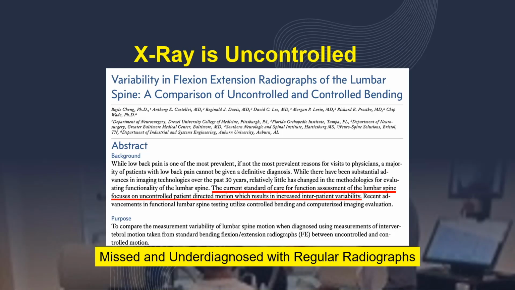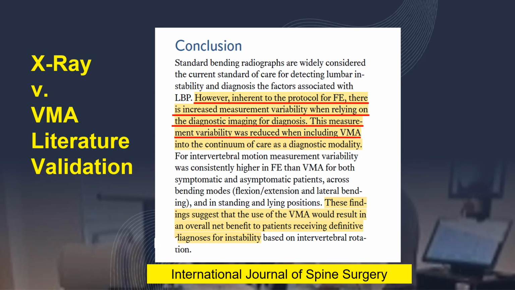Now, when compared to X-ray, the VMA is significant because it can identify injuries with much greater specificity. In fact, regular radiographs miss and underdiagnose spinal ligament instability in a very high percentage. Here's a comparison between X-ray and VMA literature validation. There is an increased measurement variability when relying on the diagnostic imaging for diagnosis in flexion and extension. The measurement variability was reduced when including VMA. This is published literature in the International Journal of Spine Surgery.